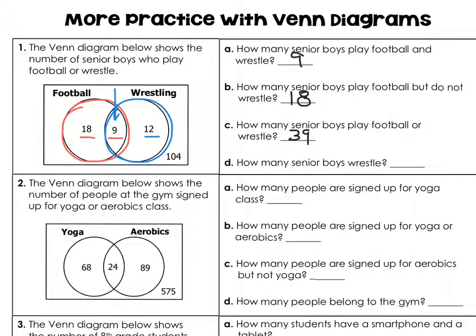All right, and then how many senior boys wrestle? So now we're dealing with just the blue circle, everything in that blue circle. So we have the 9 and we have the 12. So the number of senior boys who wrestle is simply just 21.